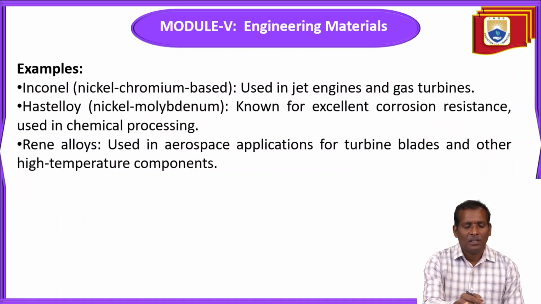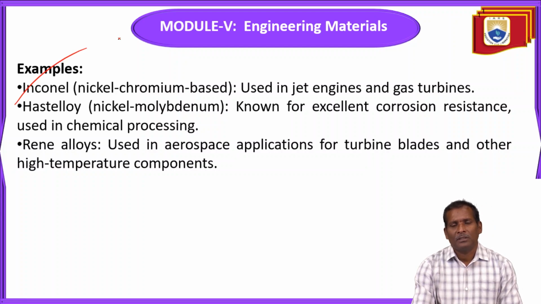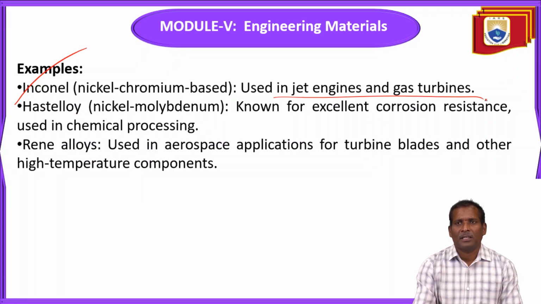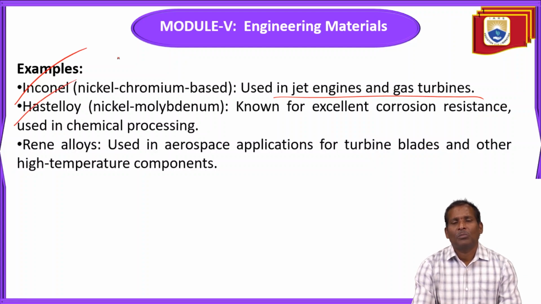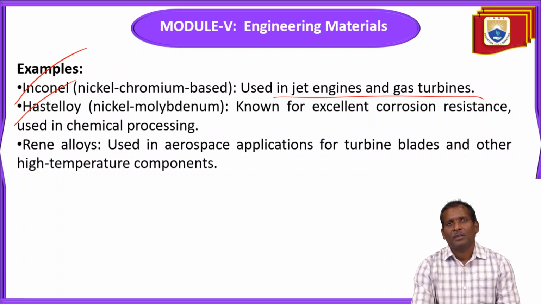So examples: Inconel, nickel chromium based, used in jet engines and gas turbines. Hastelloy, nickel molybdenum, known for excellent corrosion resistance, used in chemical processing. The details about Inconel, nickel chromium based, and nickel molybdenum based alloys we have studied in a previous session.